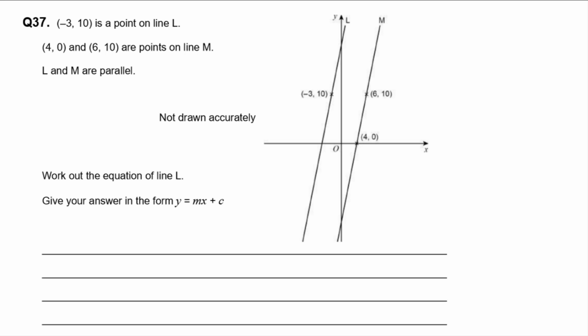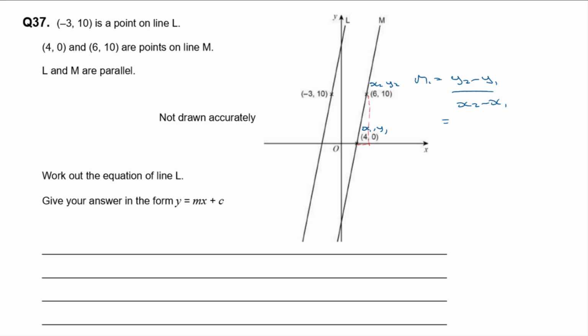Okay. So we can find the gradient of our line M because we've got 2 points that lie on it. If we can work out the change in y and the change in x and divide them, then we should get our gradient. So m1, the gradient of M, is going to be y2 minus y1 over x2 minus x1. This is a very handy formula. If this is x1, y1, and this is x2, y2, it's just a handy formula to sub in your coordinates to find the gradient.